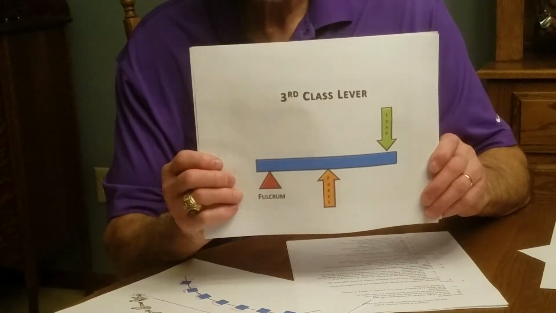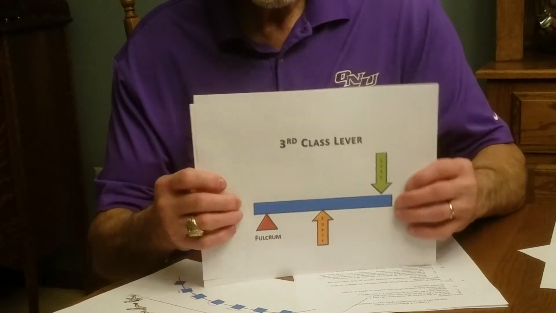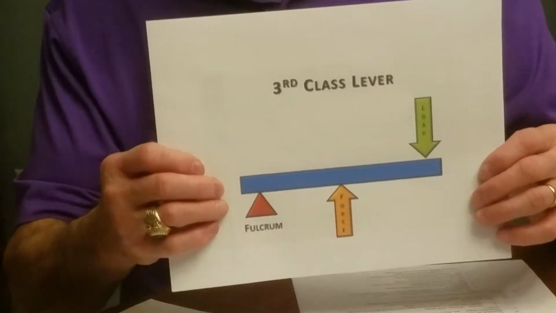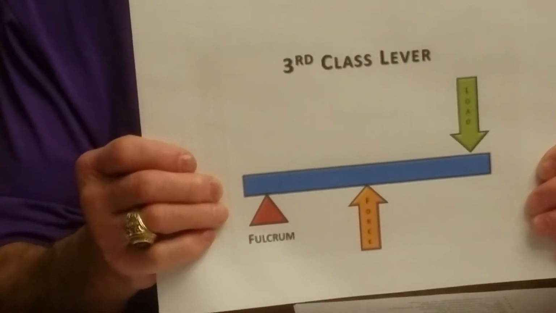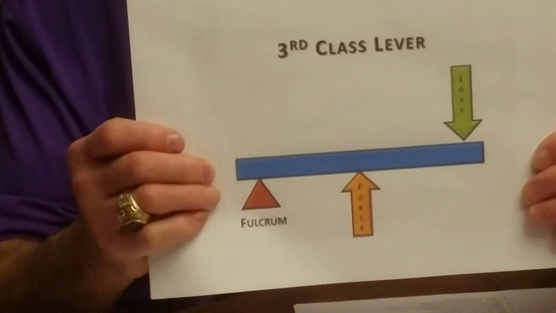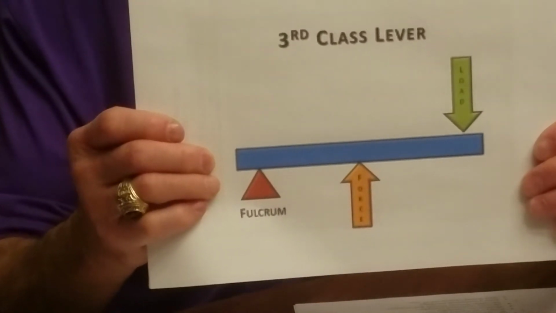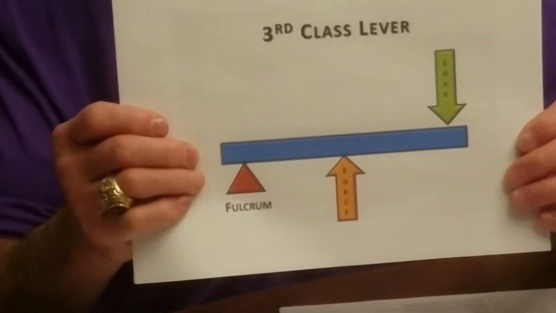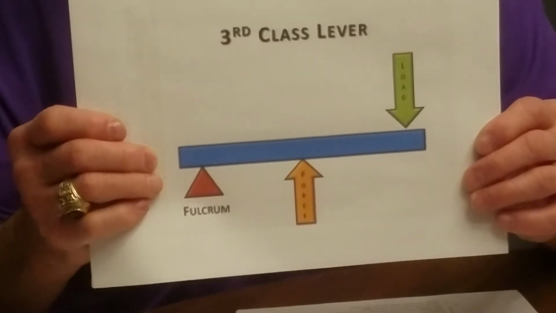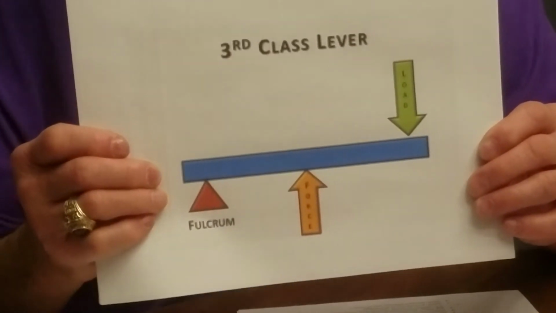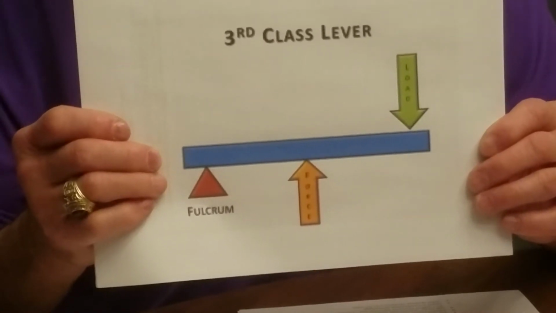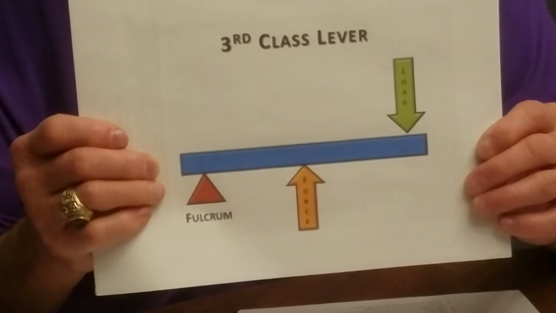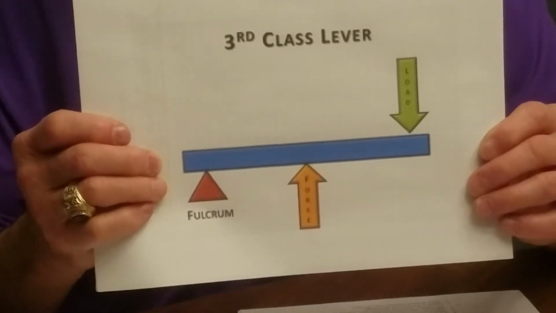And it's interesting to note that with the third class lever, the effort is between the resistance and the fulcrum. Now, if you look at this and think about, does this have any type of a mechanical advantage? It never does. However, just about every skeletal muscle is a third class lever. Now, I want you to think about that.